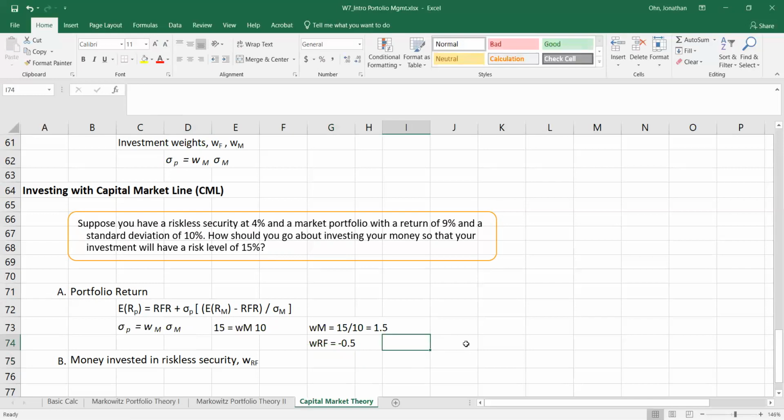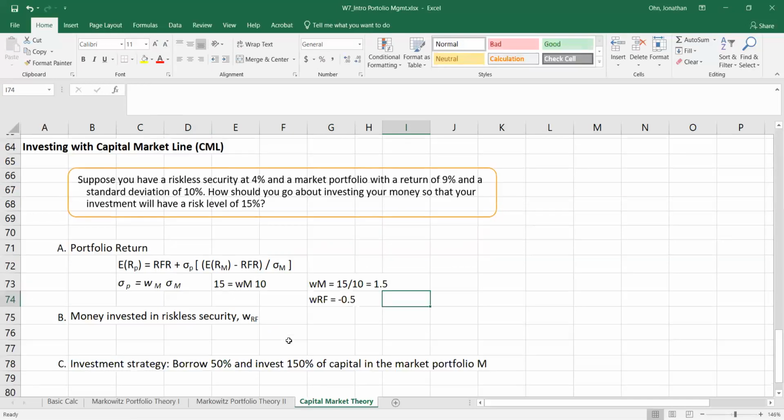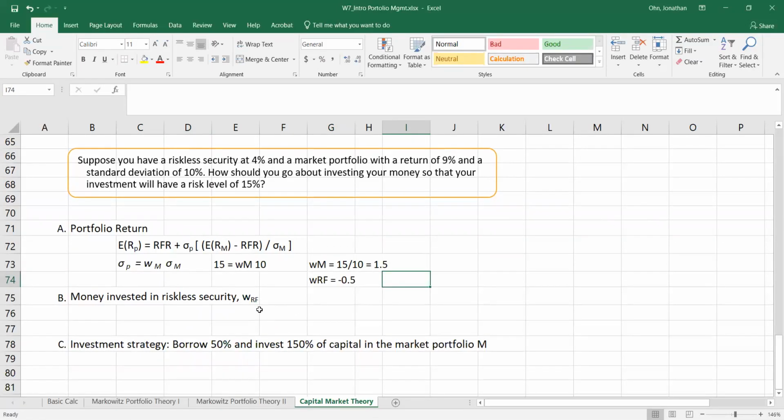This is exactly the case of the borrowing zone. You invest 100% of your capital in the market portfolio, the risky portfolio, and then you borrow 50% more and invest that in the market portfolio. So your RF is negative. That is the answer for this one.